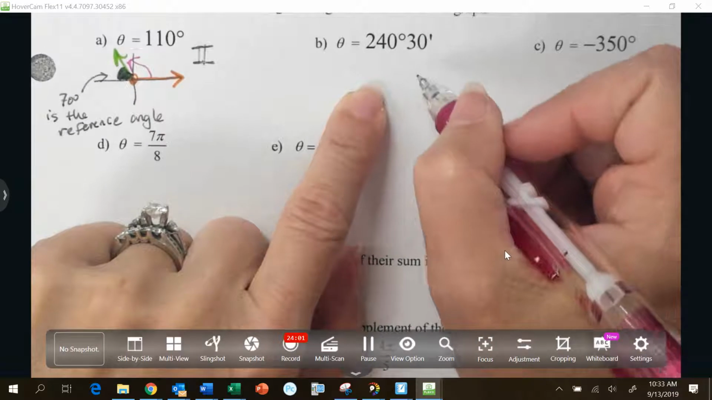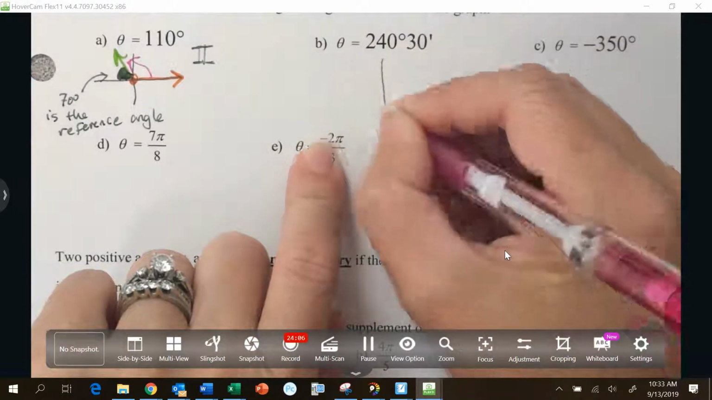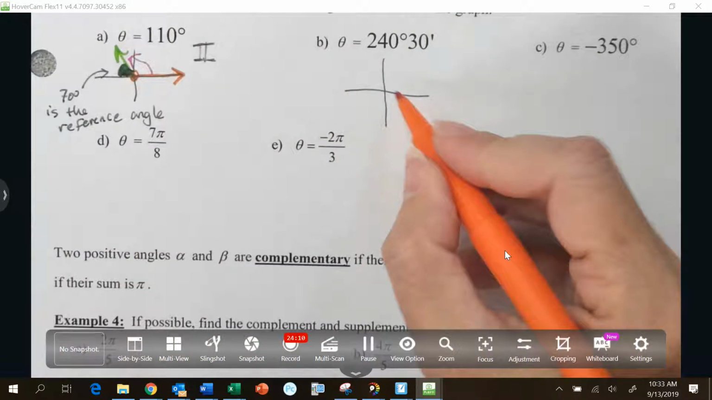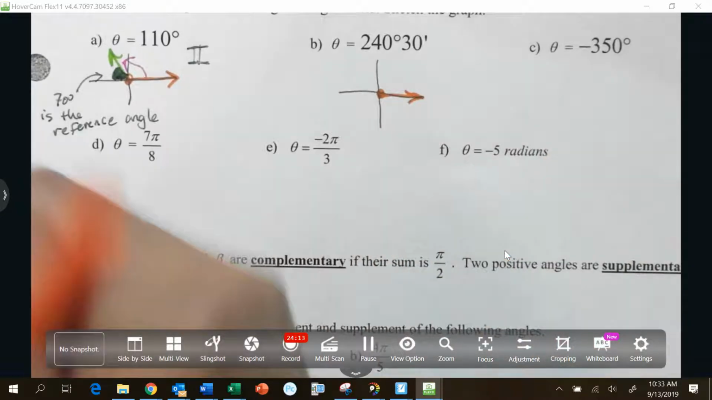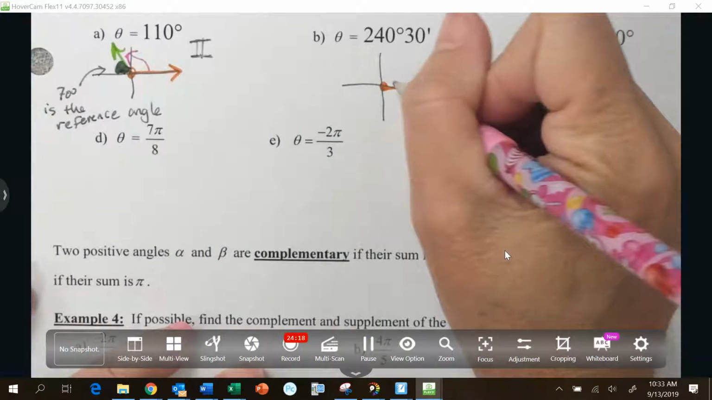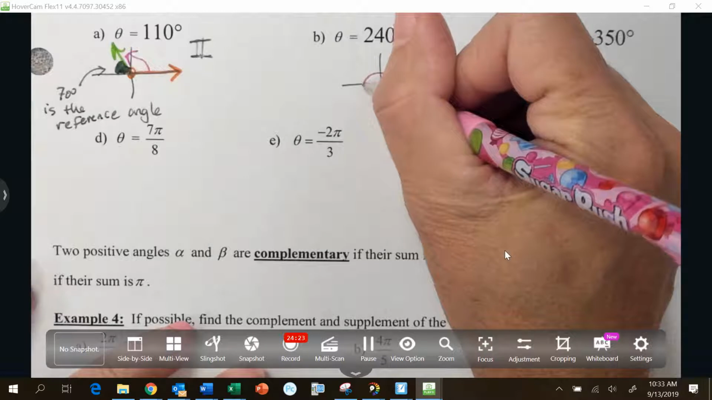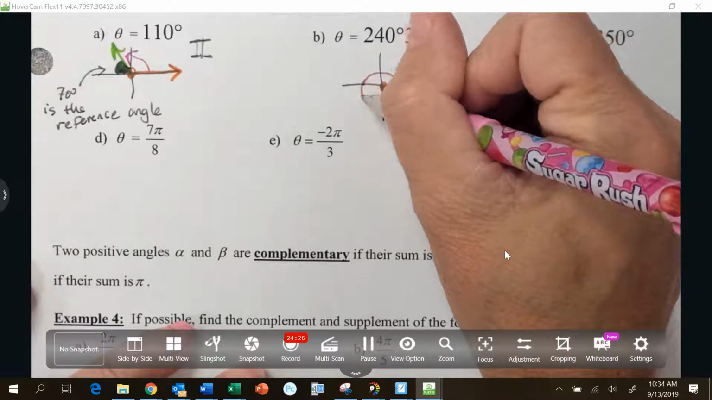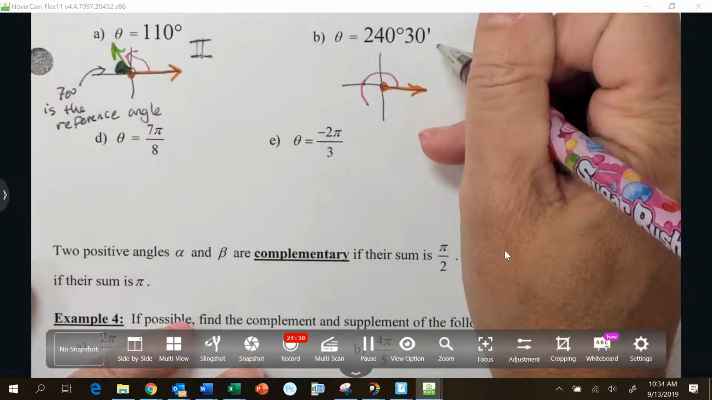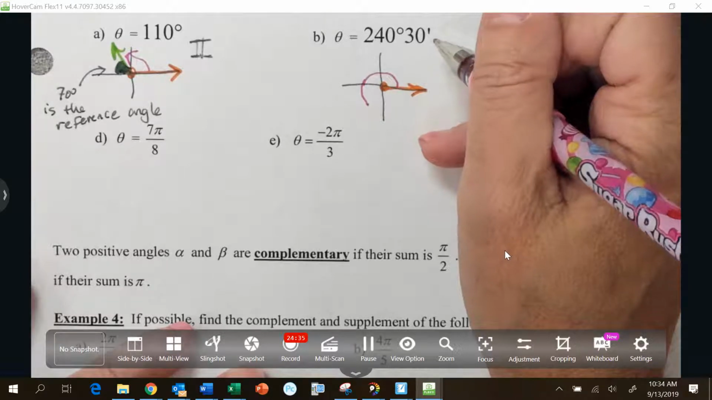240 degrees, 30, what's that stand for? Minutes. So we're going to sketch it. We have our initial side. And I'm going to rotate to 240 degrees, 30 minutes. Oh, gosh, how do I do that? This is 180 degrees. The bottom one's 270, so we're not going to go quite that far. But how do I do this 30? Oh, it's half of a degree. Okay, I can't really be that accurate, let's be honest.